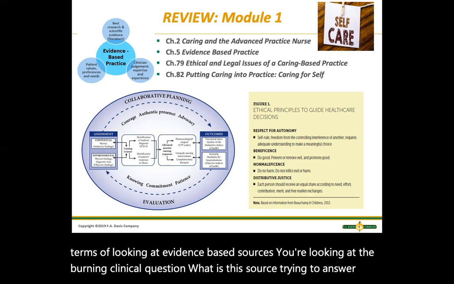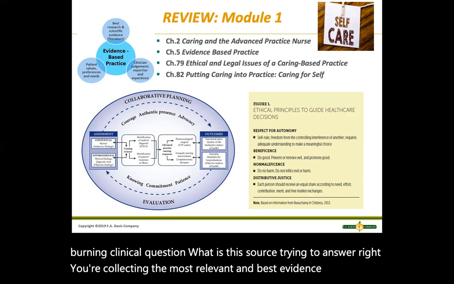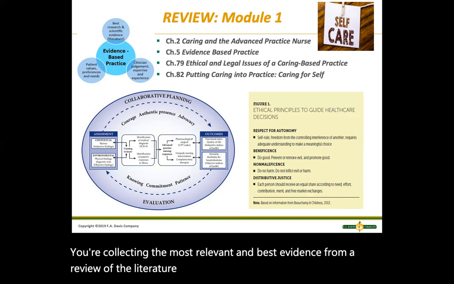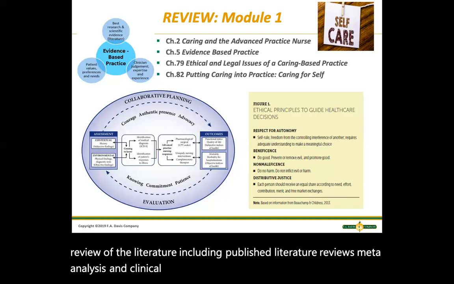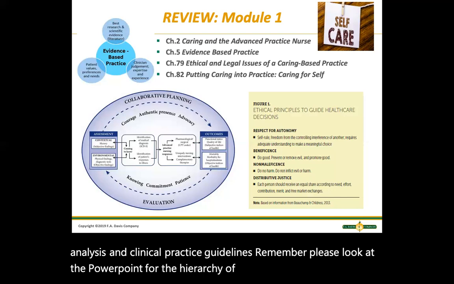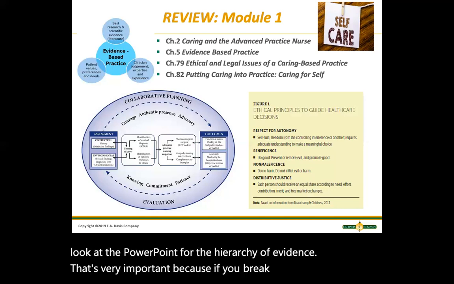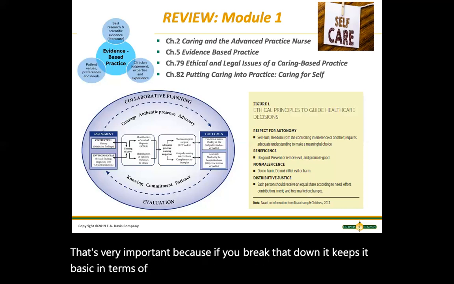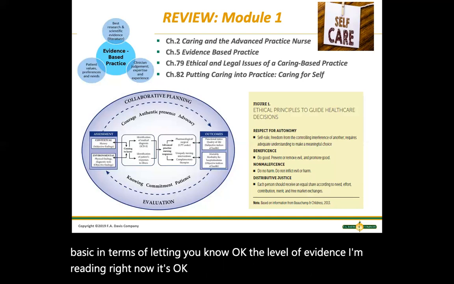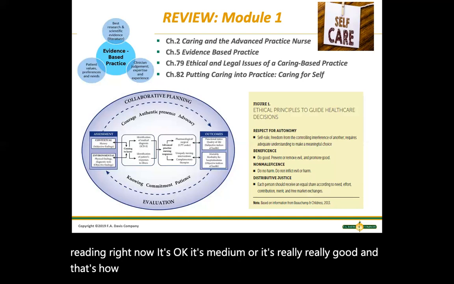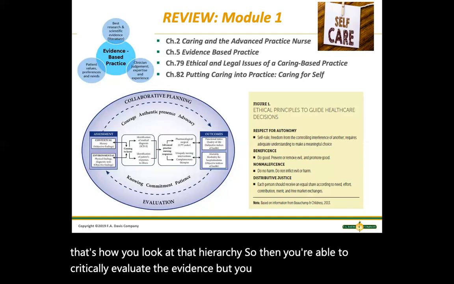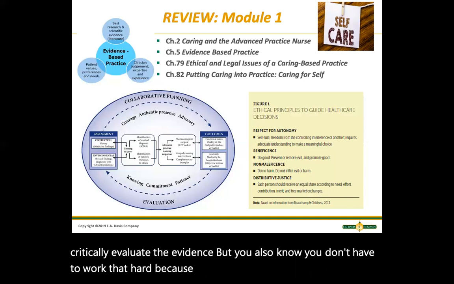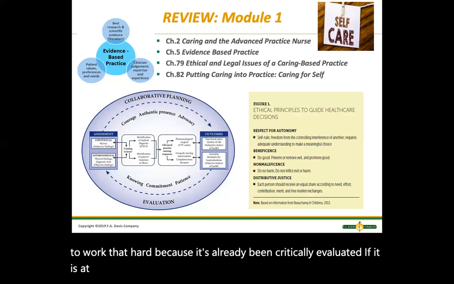You're collecting the most relevant and best evidence from a review of the literature, including published literature reviews, meta-analysis, and clinical practice guidelines. Remember, please look at the PowerPoint for the hierarchy of evidence. That's very important because if you break that down, it keeps it basic in terms of letting you know, okay, the level of evidence I'm reading right now, it's okay, it's medium, or it's really, really good. And that's how you look at that hierarchy. So then you're able to critically evaluate the evidence, but you also know you don't have to work that hard because it's already been critically evaluated if it is at those higher levels, okay?